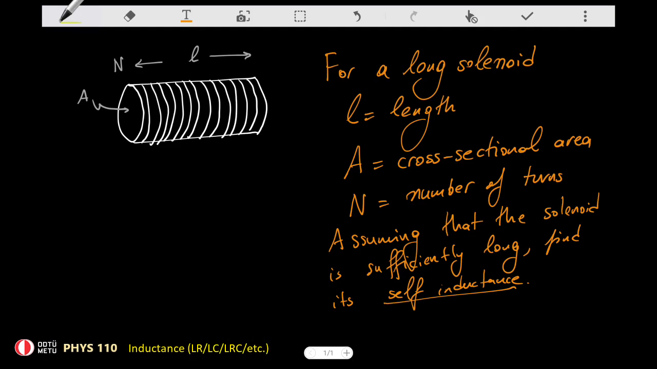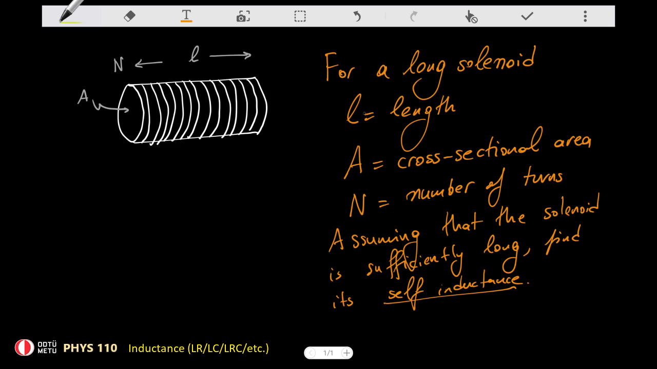Now we are going to compute the self-inductance of a solenoid. There are not many shapes for which we can actually compute the self-inductance, so that's the only example that we can solve here. So as a result, I just want to say a few things about this.